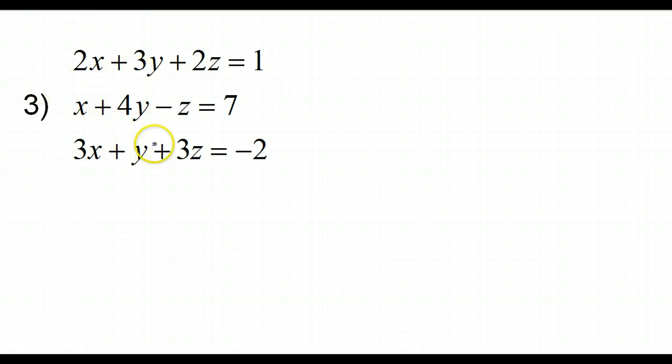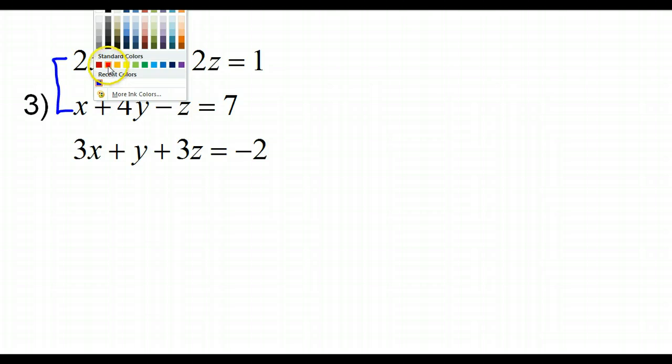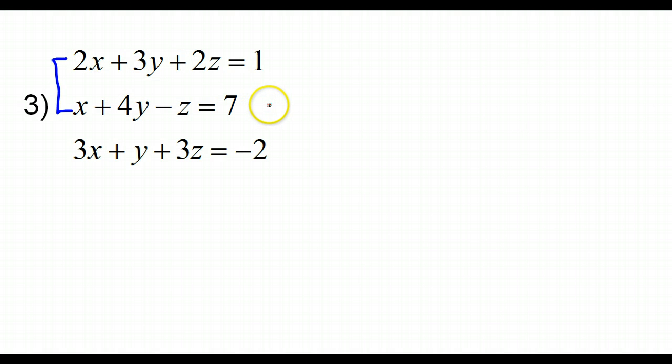Okay, so I'm trying to decide which way I want to go. But for example, I could pick the top 2 equations as a pair, and I could do, say, the bottom 2 equations as a pair. It doesn't have to be the top 2 and the bottom 2. It could be the top 2 and then, say, these 2. It's up to you. But the idea is to eliminate.